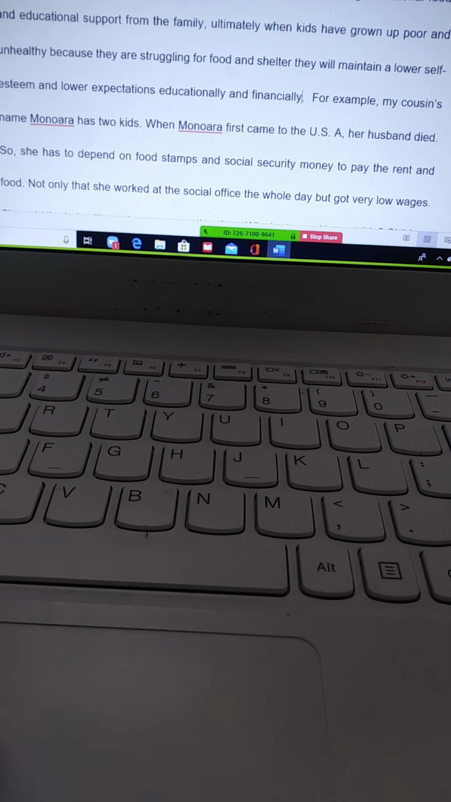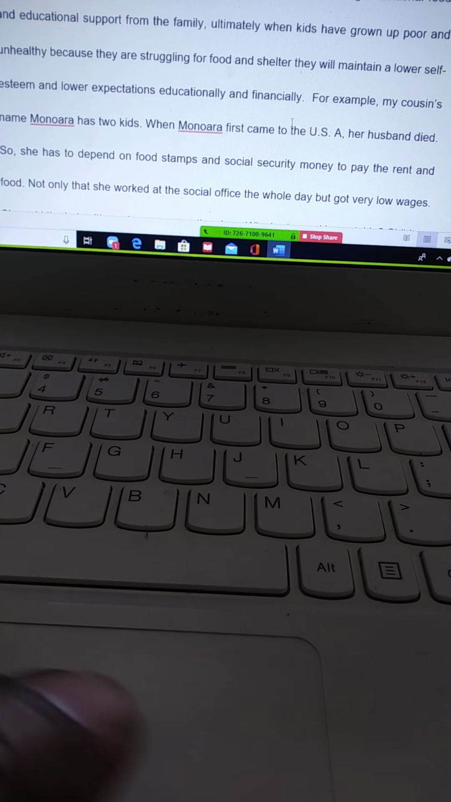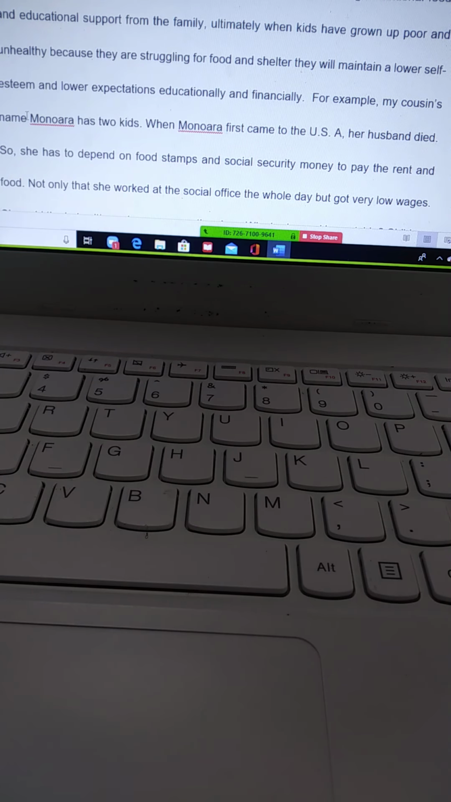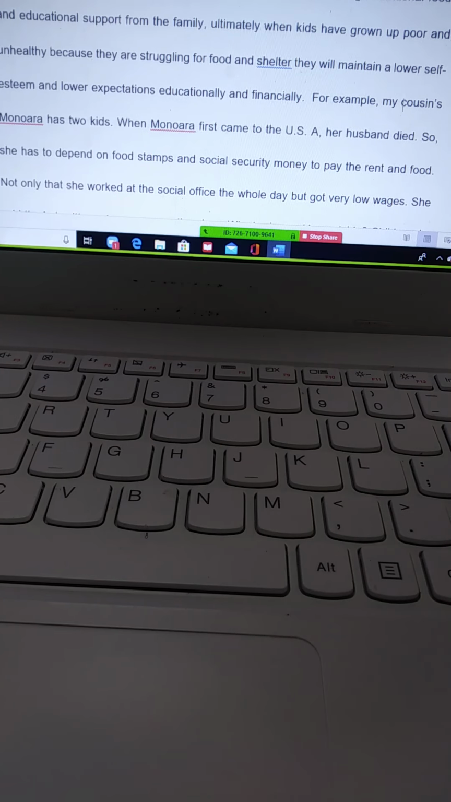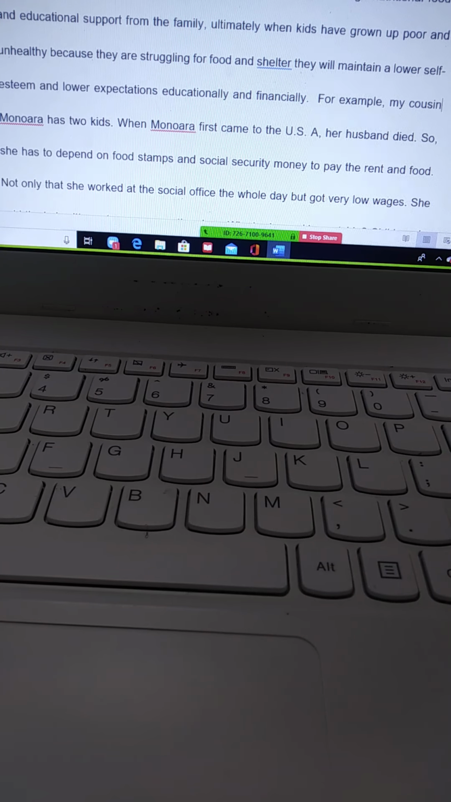Educationally and financially. Okay, right. I think that should be good. For example, my cousin's name, my cousin. So you don't need to say my cousin's name and then say the name. So my cousin, for example, my cousin Menorah has 2 kids. So when Menorah first came to the U.S., her husband died, so she has to depend on food stamps and Social Security money to pay the rent and food.